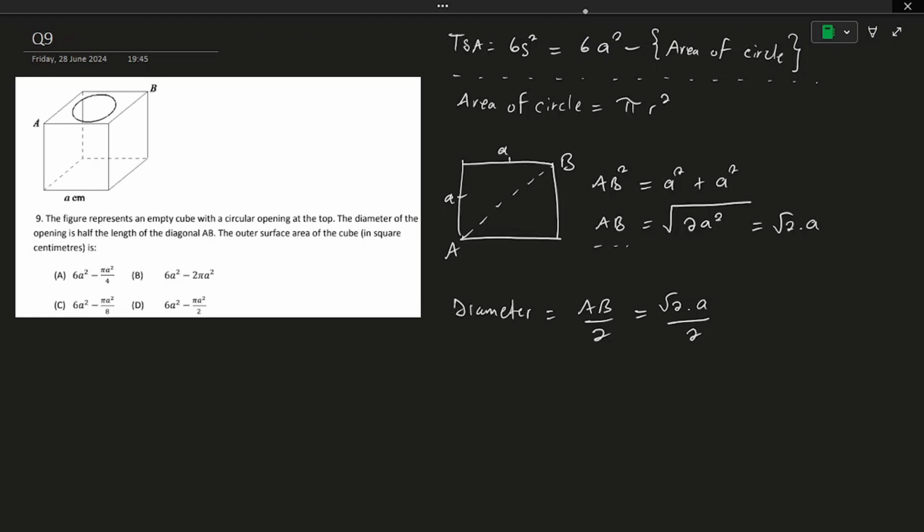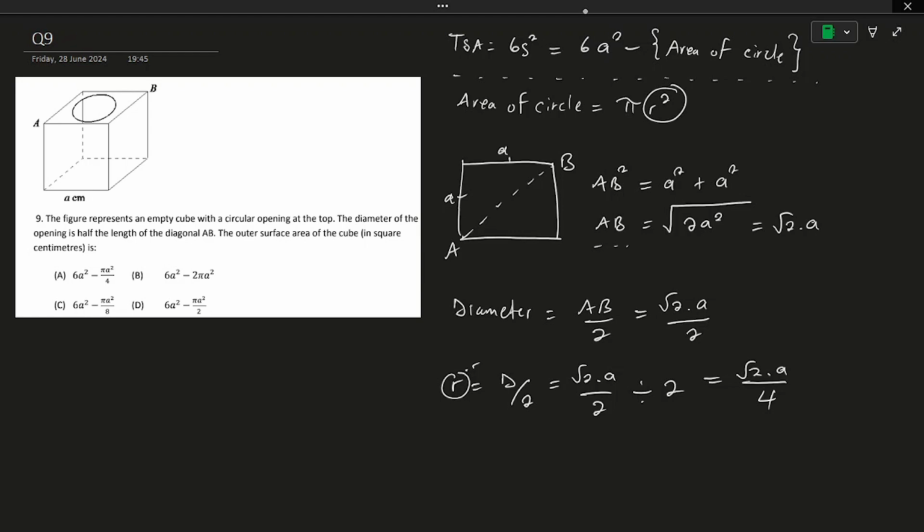Right, but we're looking for the radius, not the diameter. To get the radius, it's the diameter divided by 2, right? So in other words, we're going to say root 2 multiplied by A divided by 2 divided by 2, which simplifies to root 2 multiplied by A all divided by 4. The 2's multiply because this will flip. So root 2 multiplied by A all divided by 4. So we now have the radius, which we can take and plug in this formula, right?